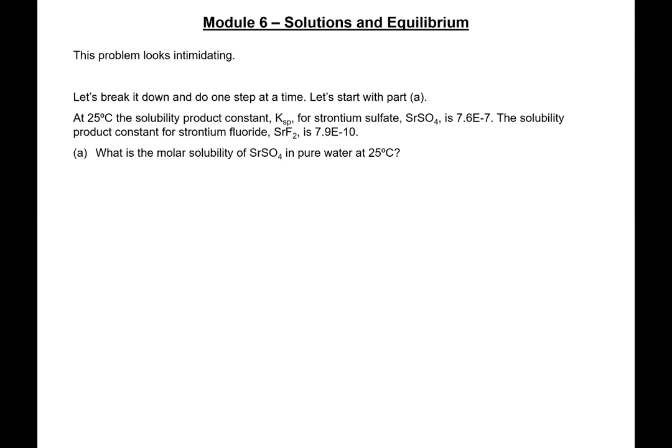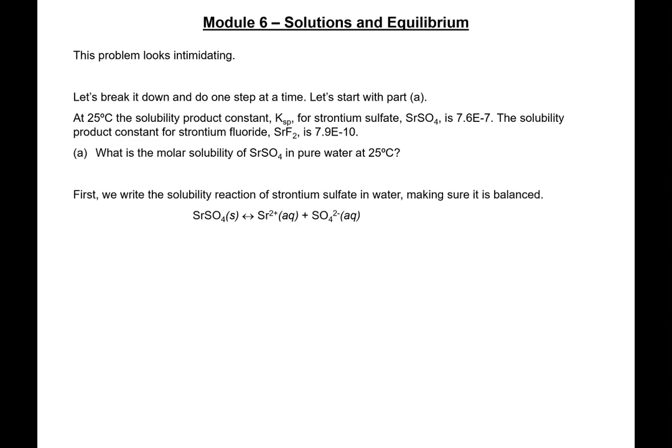It's all about writing the solubility equilibrium and understanding what's happening. So at 25 degrees C, the solubility product constant KSP for strontium sulfate is 7.6 times 10 to the minus 7th, just a repeat of the problem statement. So the first thing we're going to do is write and balance our solubility reaction. We write strontium sulfate solid dissolves to form strontium ion and sulfate ion.